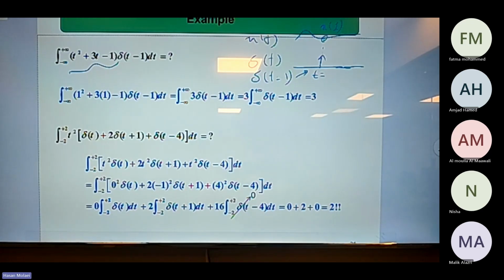If I replace t by 1, it would be 3. That's the constant. I can take it out from the integral. And the integral of delta was 1. Integral of anything means its area, yeah? We know the area under the delta waveform is 1.